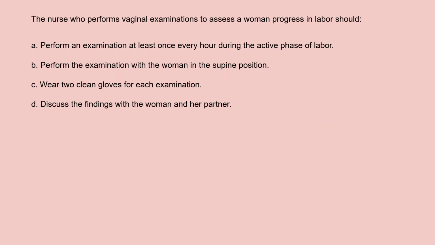The nurse who performs vaginal examinations to assess a woman's progress in labor should: a. Perform an examination at least once every hour during the active phase of labor. b. Perform the examination with the woman in the supine position. c. Wear 2 clean gloves for each examination. d. Discuss the findings with the woman and her partner.